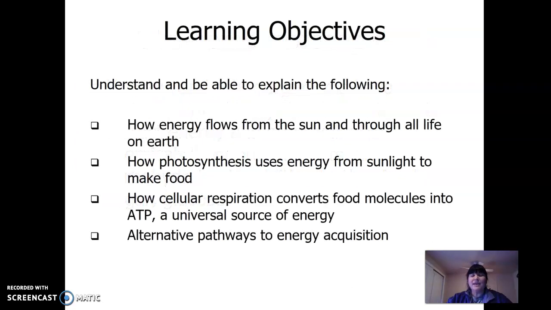Okay. So that is the end of this chapter. So the whole thing: energy flowing from the sun through all life on Earth, photosynthesis, using the energy to make food, cellular respiration, converting the food into ATP to do work, and then some organisms can undergo things other than respiration, so anaerobic respiration or fermentation. Okay, we are done with chapter 4.